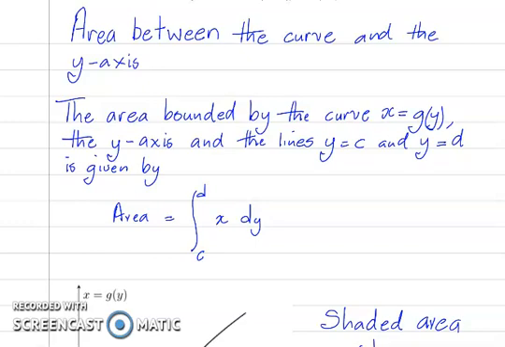Area between the curve and the y-axis. The area bounded by the curve x equals g of y, the y-axis and the lines y equals c and y equals d is given by the integral from c to d of x dy.